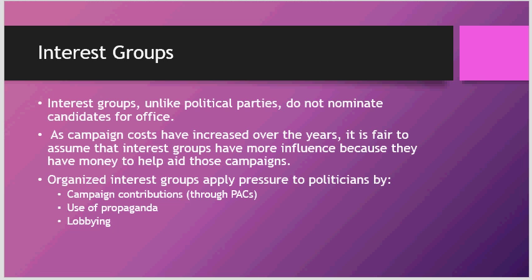As campaign costs have increased over the years, it's fair to assume that interest groups have more influence because they have more money to offer to those campaigns. Organized interest groups apply pressure to politicians with campaign contributions, which are usually made through political action committees, or PACs, and through the use of propaganda and lobbying.